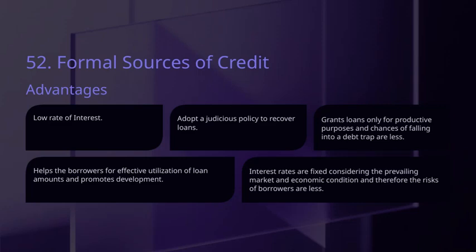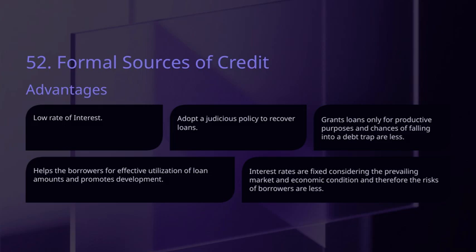Now, let's look at the advantages of formal sources of credit. First off, grants and loans are provided specifically for productive purposes, which means they are aimed at activities that will generate income or contribute to development. This focus helps reduce the chances of falling into a debt trap, as the loans are used wisely and productively. Interest rates are fixed, and these are determined based on the current market and economic conditions. This is important because it means the risks for borrowers are lower, making borrowing safer and more predictable.